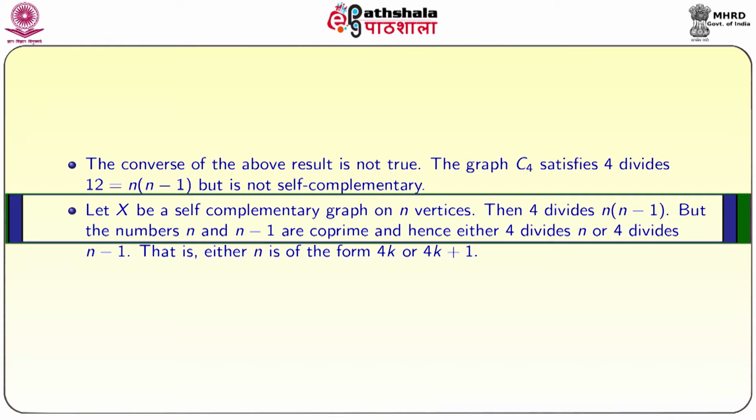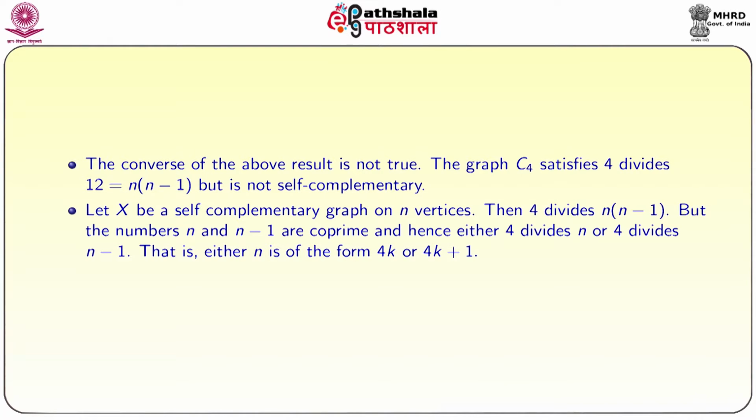Let X be a self-complementary graph on n vertices. Then we already proved that 4 divides n into n minus 1. But the numbers n and n minus 1 are co-prime, and co-prime means the GCD of n comma n minus 1 is 1. Hence either 4 divides n or 4 divides n minus 1. Further, one can see that one of them is even, the other is odd. So, either n is of the form 4k or 4k plus 1.